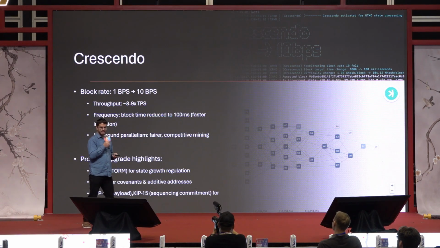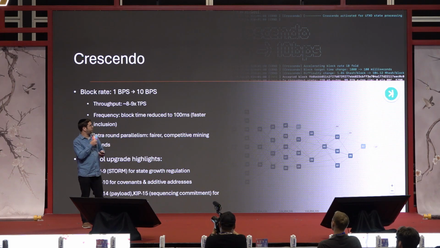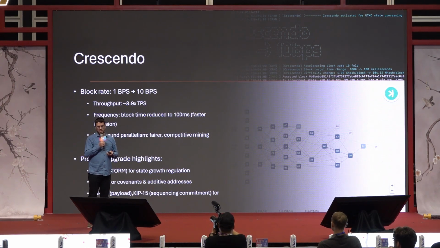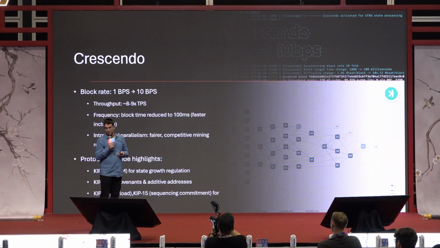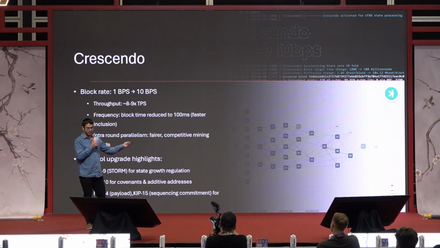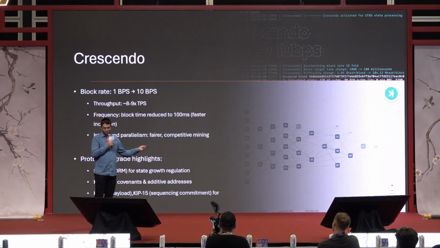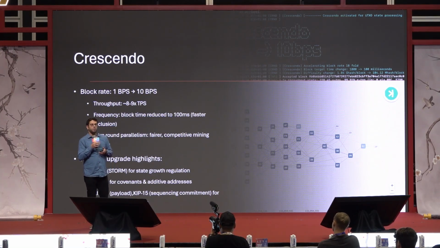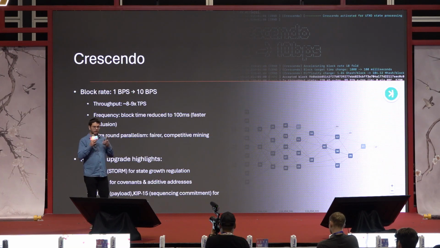So, Crescendo. At the top you see the screenshot of the node at the activation moment, letting the operator know it has accelerated the block rate tenfold. The DAG you see on the bottom is a typical 10 BPS DAG. You can see a lot of block parallelism, but a very nice structure of a global peer-to-peer network communicating with 100 millisecond block time. A lot of connections, a lot of edges. It's an interesting structure.